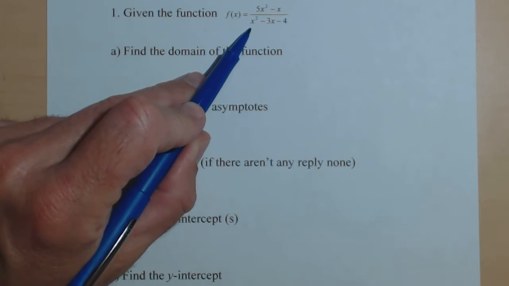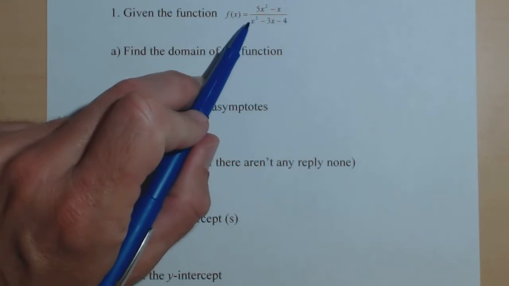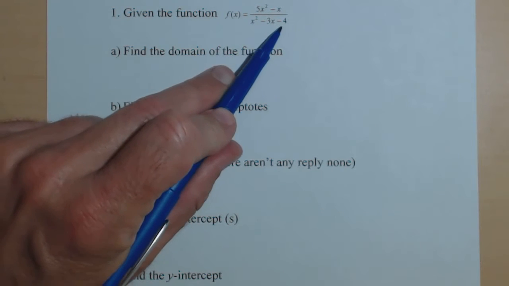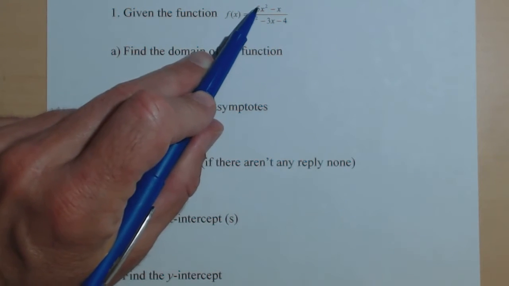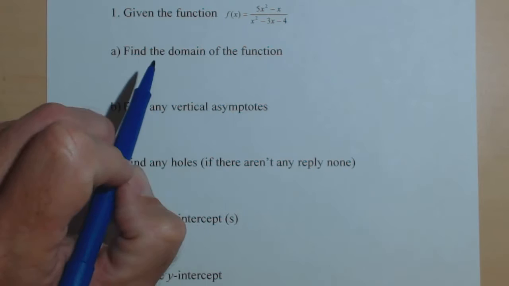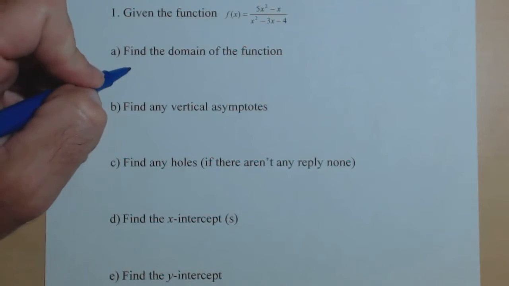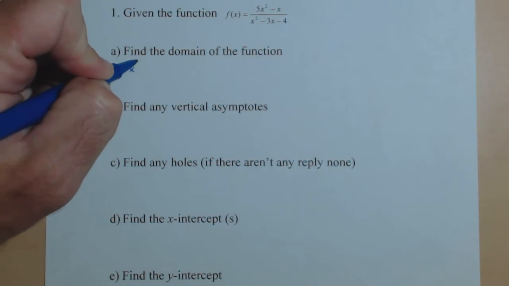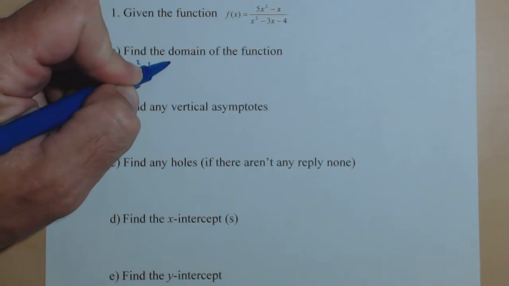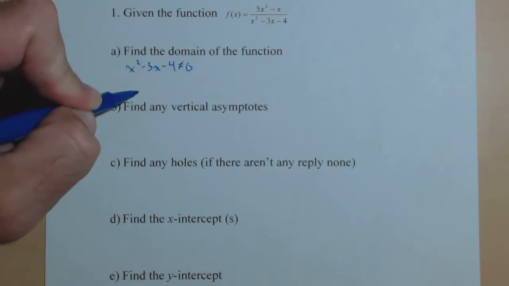So the domain comes from the denominator. I know this is probably difficult to read in the video. This is x squared minus 3x minus 4 on bottom, 5x squared minus x on top. The domain comes from the denominator. Specifically, we can't have zeros in the denominator. So x squared minus 3x minus 4 cannot be 0.